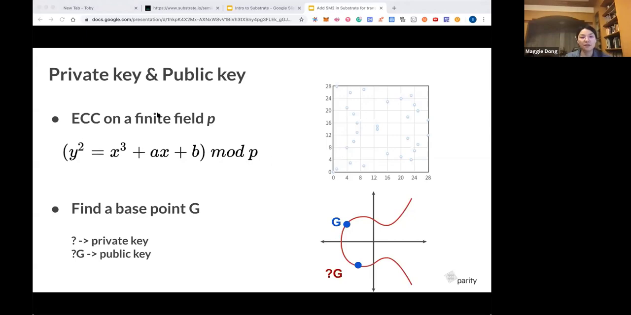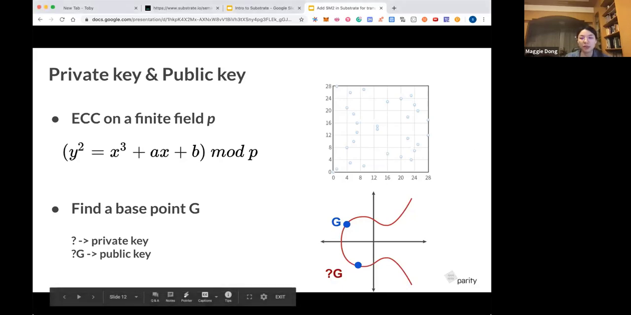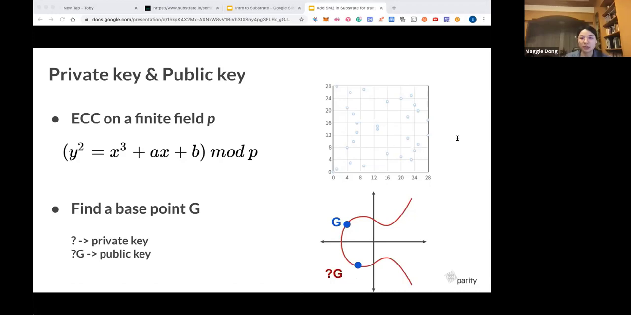If we define a finite field P, all the values of X and Y are taken from 0 to P minus 1. Here we're going to talk about what the private key and public key are, geometrically. If we pick a point G on the curve and multiply it by a random number, we will get another point on the curve. The random number, the question mark, is the private key, and the question mark times G, a point on the curve, is our public key.